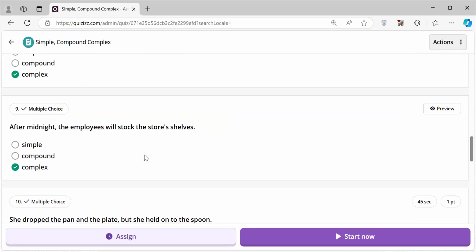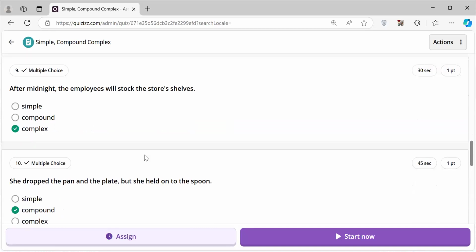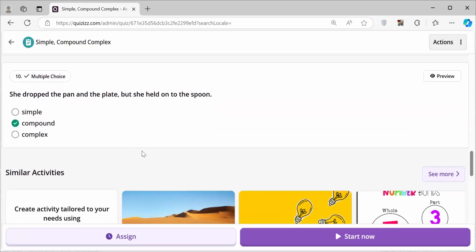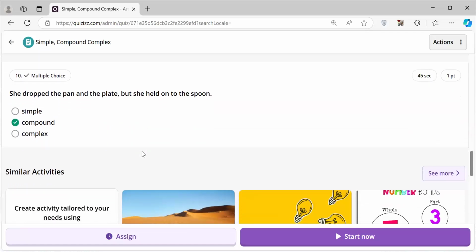Ammar, 9. After midnight, the employees will stock the store's shelves. This is what? Because after. Yeah, thank you. The last question, Khalid. She dropped the pen and the plate, but she held onto the spoon. This is compound because of the fanboys after the comma, which is but.